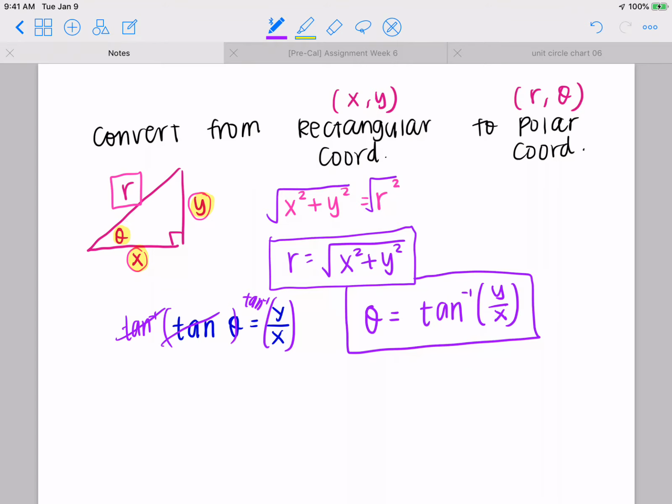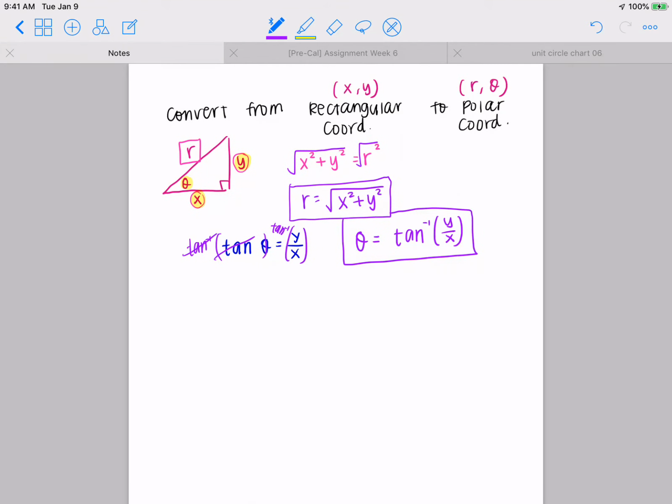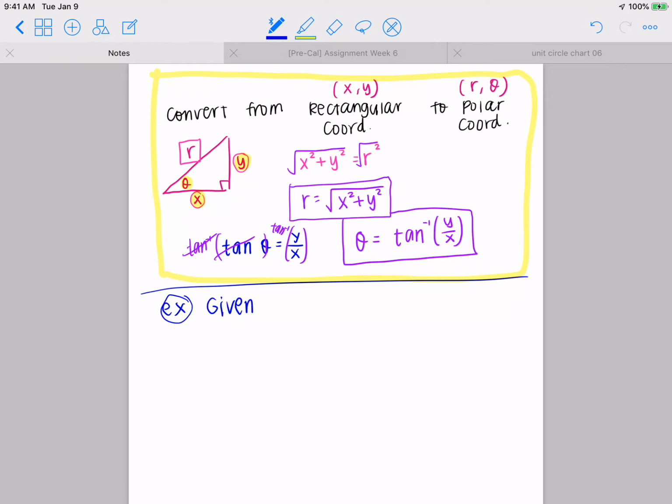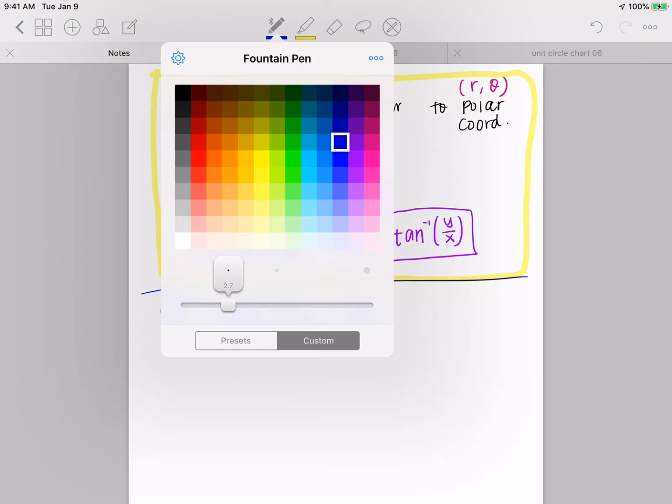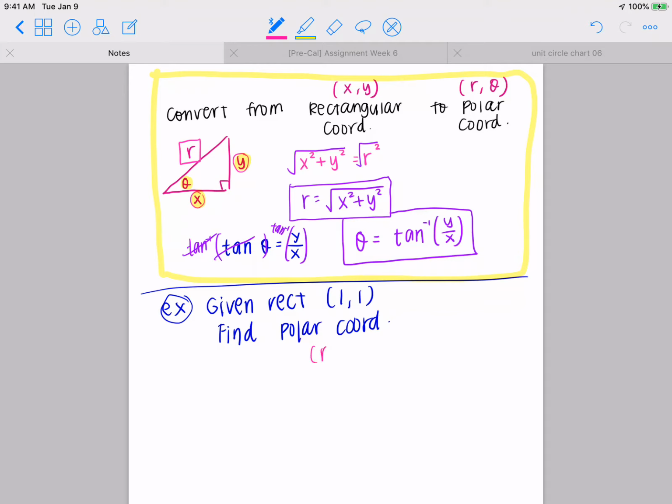Okay, so now let's use what we just learned and do a few examples right here. Actually, I'm gonna box this too. Okay, so example, given rectangular is 1, 1. Find polar coordinates. Okay, so we have to find our r, and then we have to find our theta later. This is our x and y.